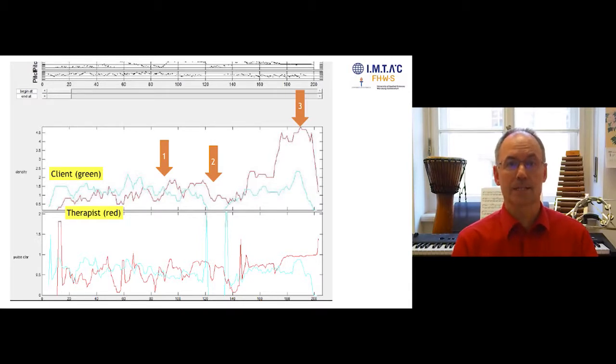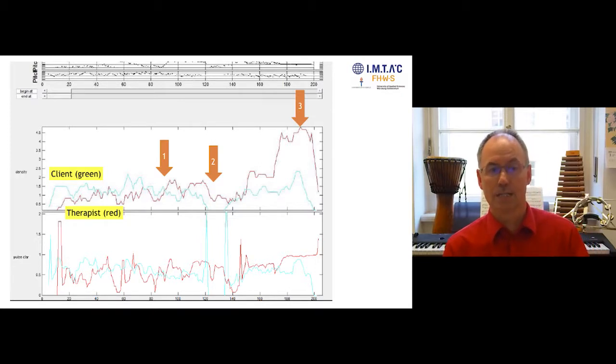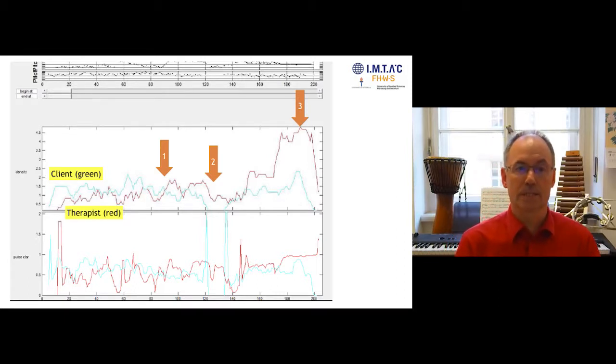The client starts to play. The therapist joins the improvisation after 10 seconds. In the feature of density, the therapist follows mainly the client. However, in second 80, marked with the orange arrow number 1, the therapist increases density, even more than the client, but the client decreases density immediately and the therapist follows.